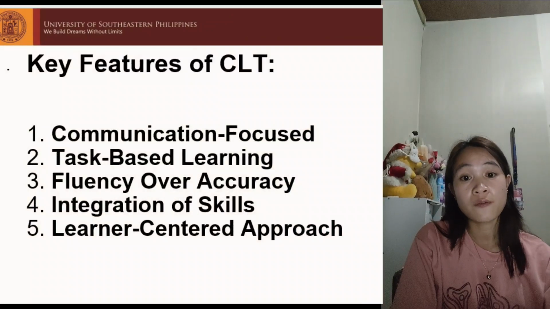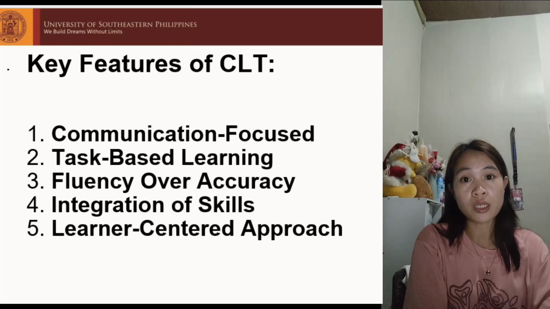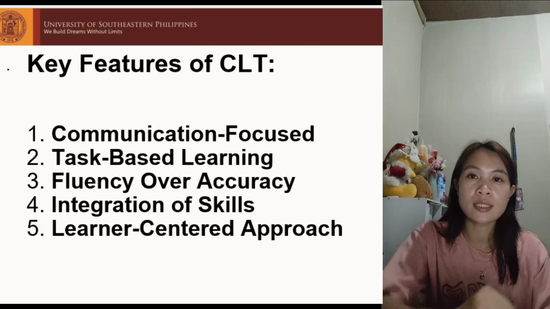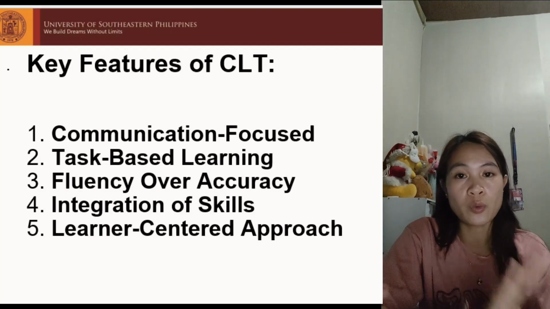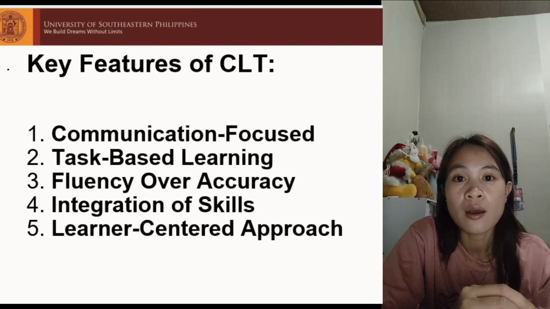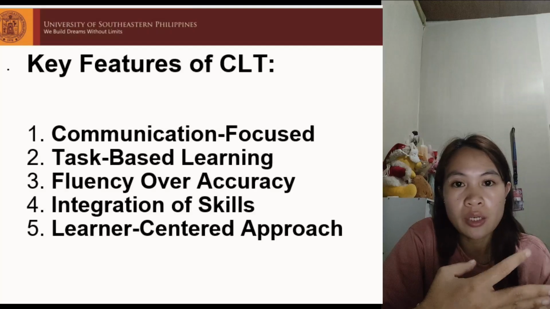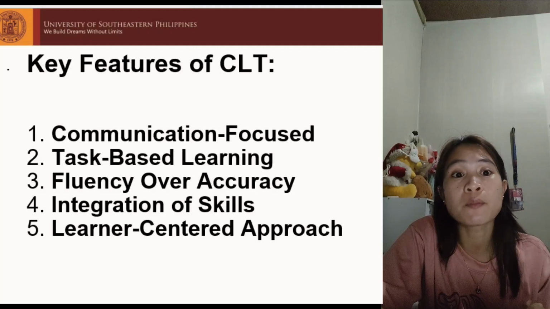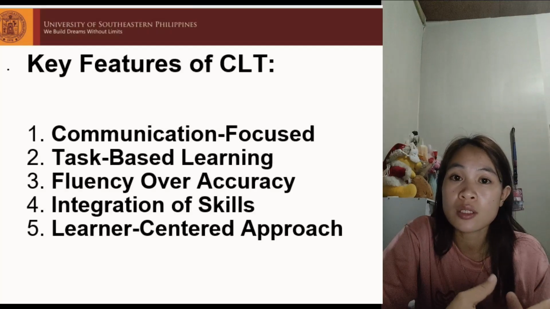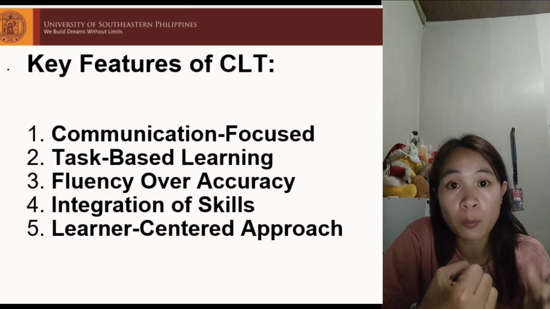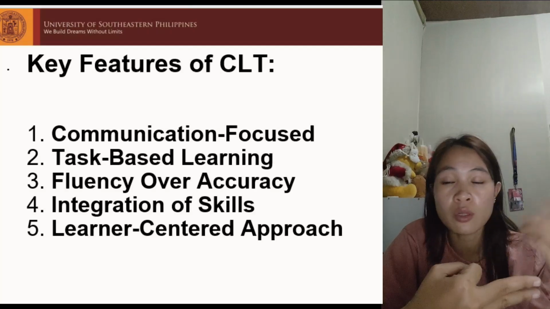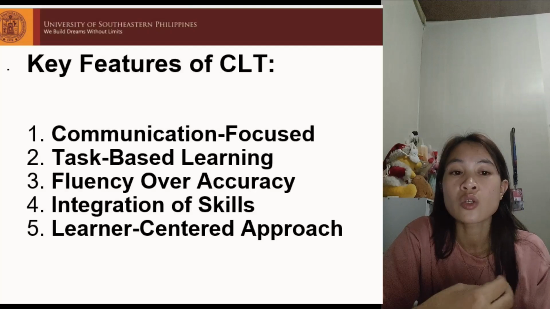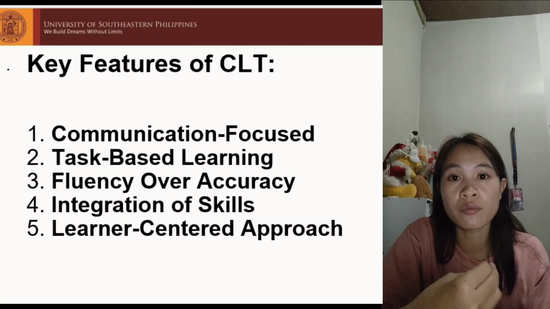So now, what are the key features or characteristics of the communicative language teaching approach? So CLT has the following features. Number one, it is communication focused, since language in this approach is learned through speaking, listening, reading, and writing using authentic or real-life situations. Number two, it is task-based learning, since activities using this approach involve active role playing, debate, discussion, solving real-life problems, and encourage critical thinking among students. So it encourages the use of the language.